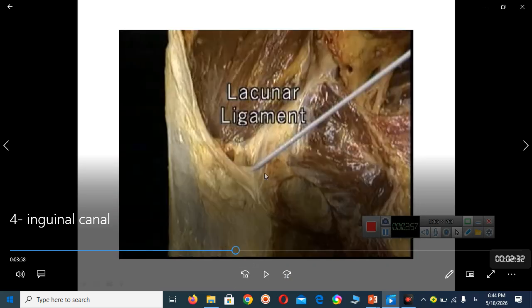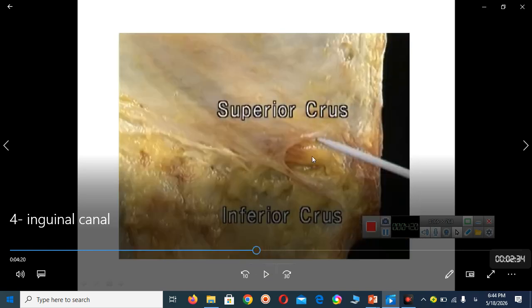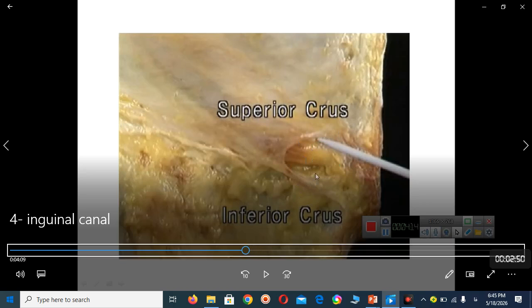You can see another shape here. This is the superficial inguinal ring. I told you it has 2 crura. This is the medial crus or superior crus. This is the lateral crus or inferior crus. Between these 2 crura we have the inguinal canal.